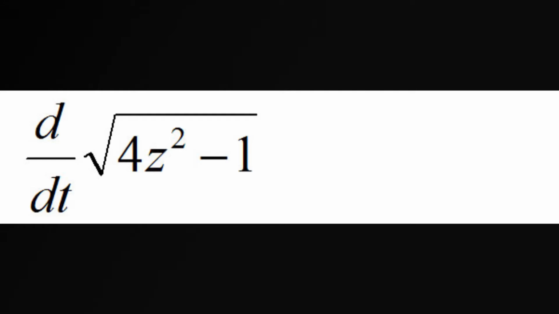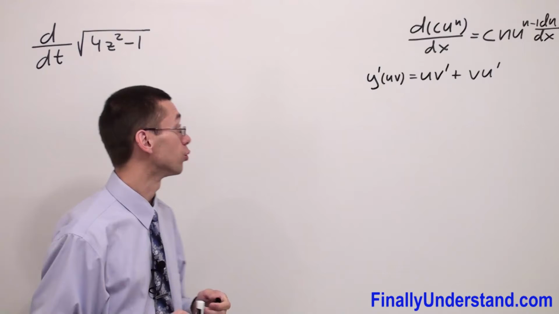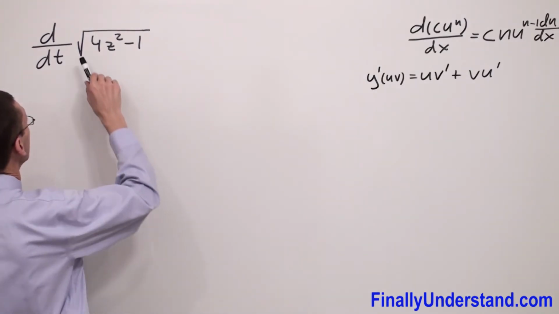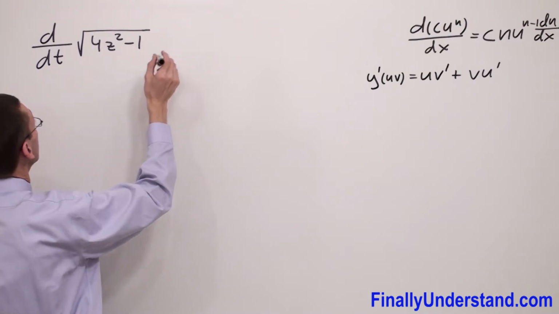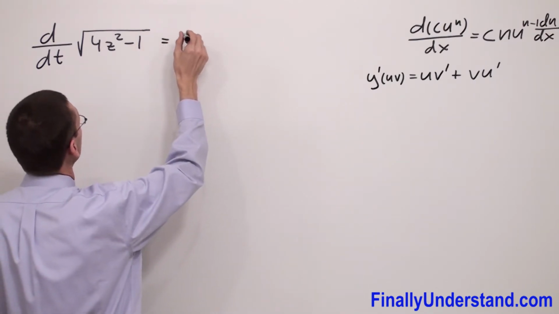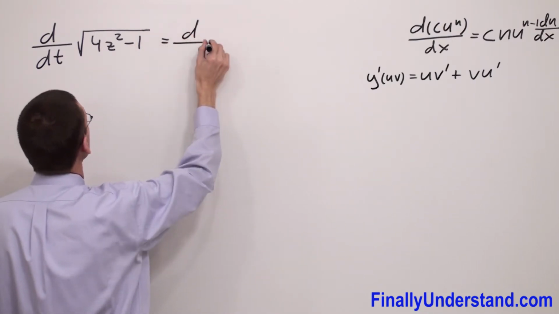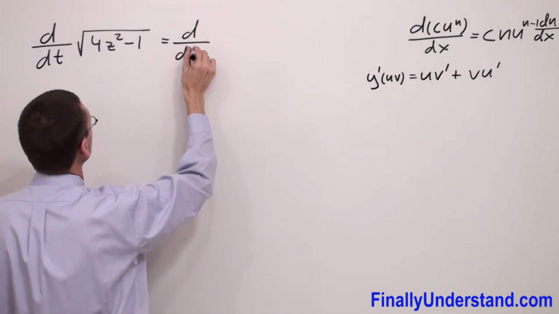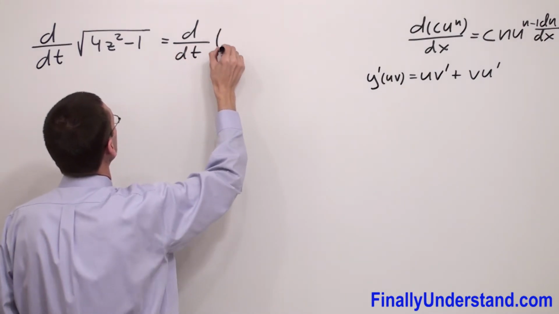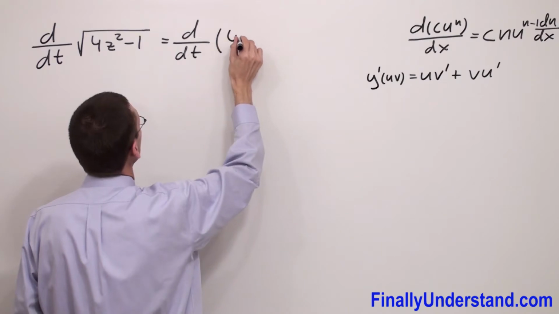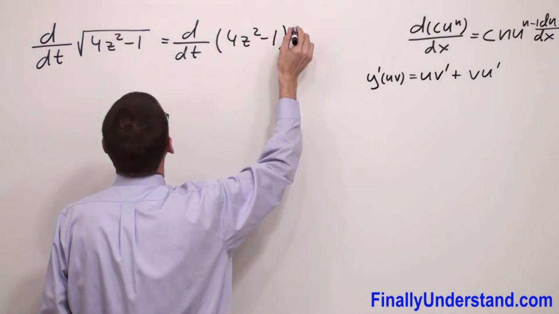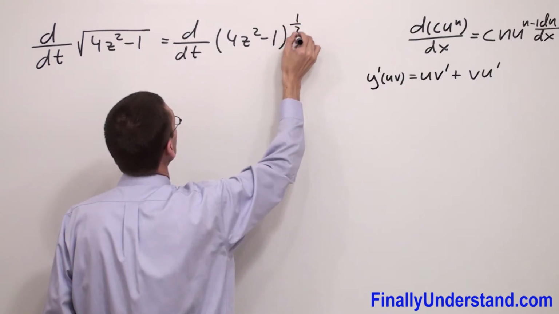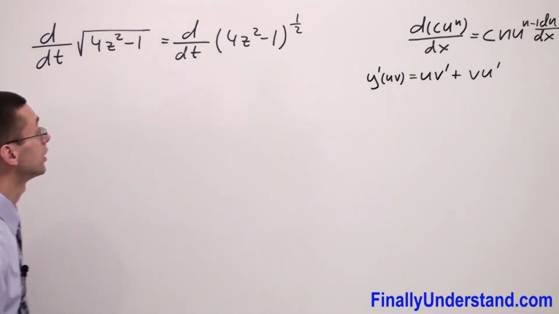Let's take a look at this example. Very first thing which we're supposed to do, we're supposed to convert the square root to the power, okay? So I'm going to write that this is equal to the derivative of 4z squared minus 1 to power 1/2 with respect to t.